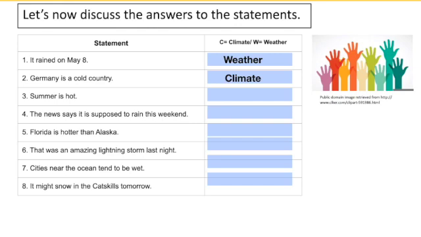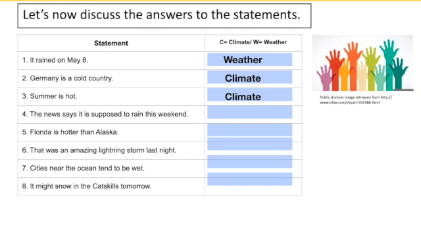Number 3, summer is hot. This is definitely a statement about climate, because it refers to the general state of a season that repeats every year. It's certainly possible to experience cold temperatures in the summer, perhaps the chill of a cold front moving in during a thunderstorm. But on average, during the summer, we expect it to be hot.